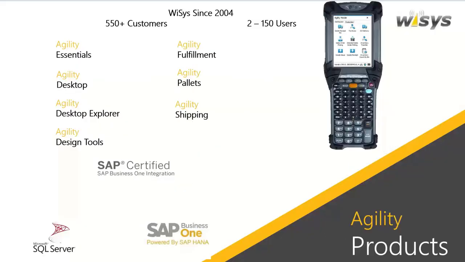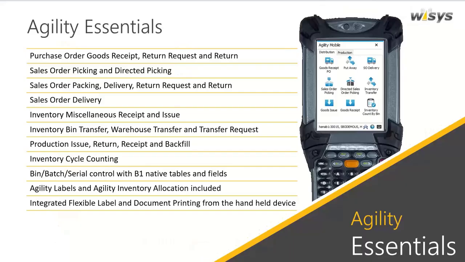We have a few different products that we're going to be going over today: Agility Essentials, our desktop Explorer, design tools, fulfillment, and palettes. I won't go into a lot of detail on those, not for this session. And upcoming Agility shipping, we'll have separate sessions on that as the product hits ramp up.